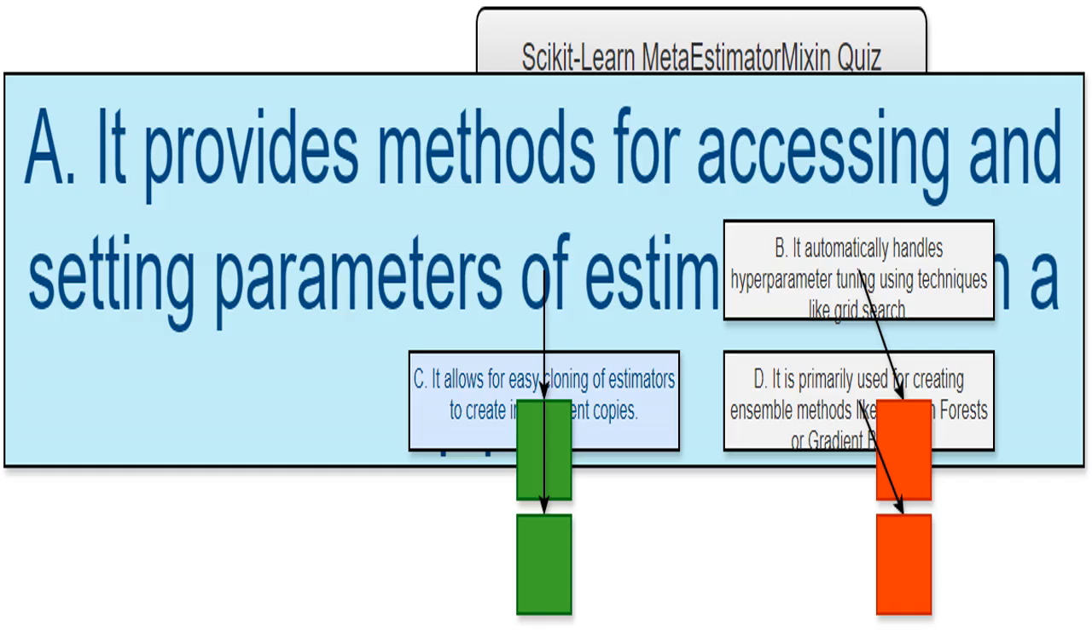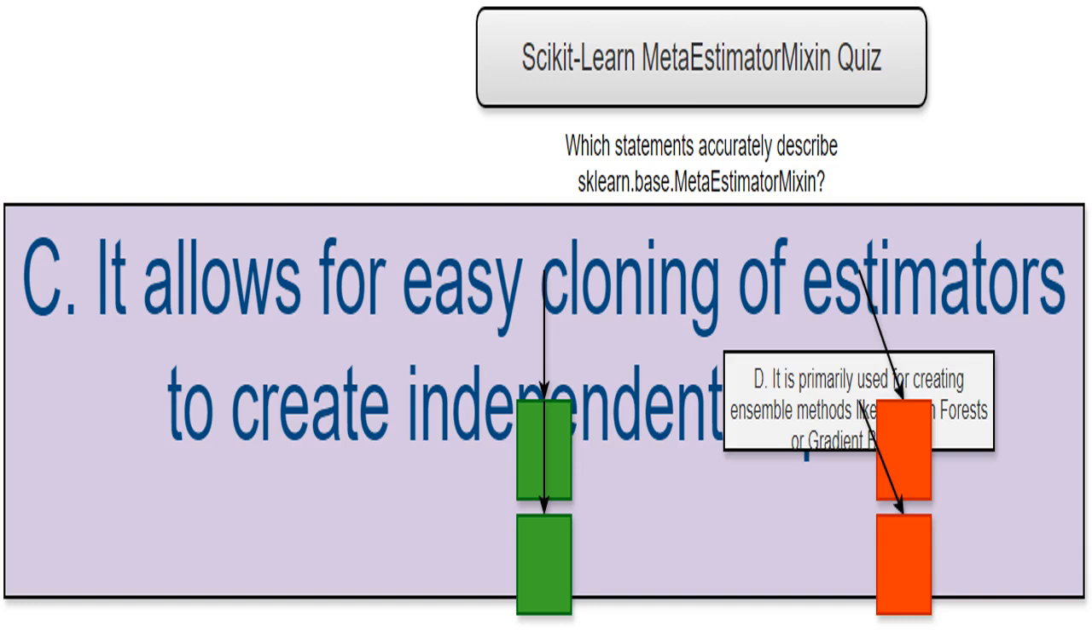This is correct. The MetaEstimatorMixin gives you tools like get_params and set_params, which are useful for managing the settings of your machine learning models. I can access and change these settings easily. This statement is also true. The MetaEstimatorMixin makes it simple to create exact copies of estimators using the clone method. This is useful when you need multiple versions of a model without influencing each other.